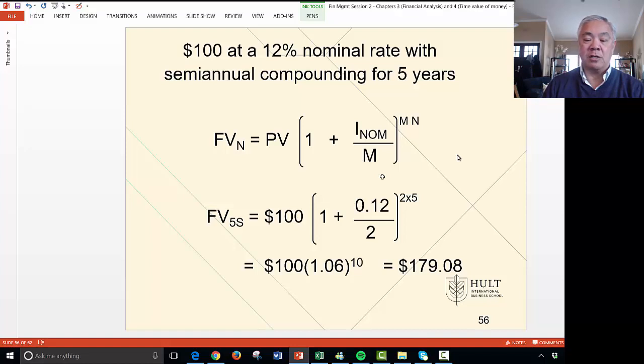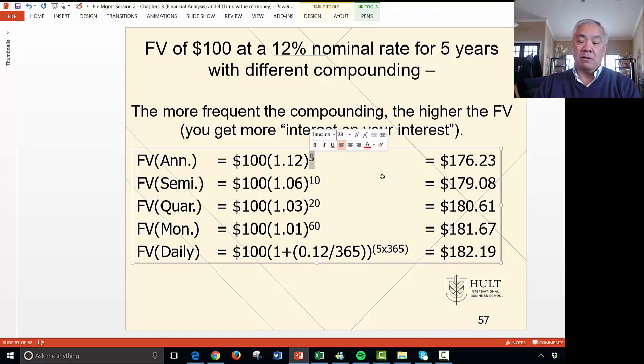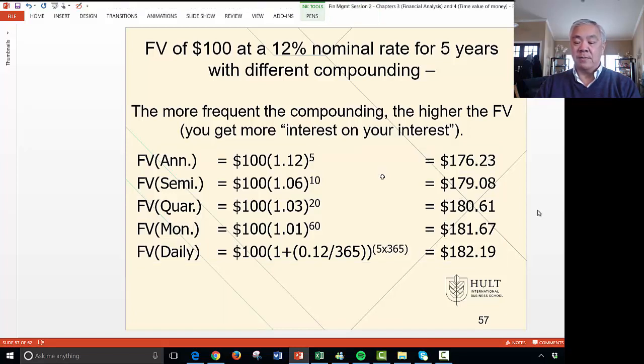Okay, now let's look at a chart that compares the different compoundings. If you compound it once a year, you'd have 176. If you compound it semi-annually, 179. And what you see is the more compounding frequency, or the higher the frequency, the higher the dollar amount. To the extreme here, where we compound daily, where it would be $182.